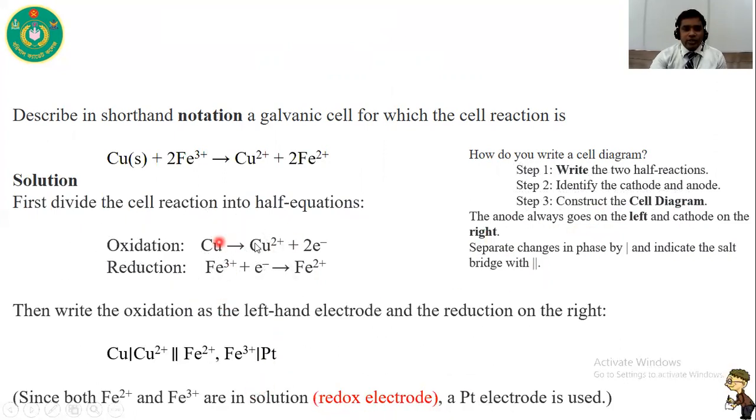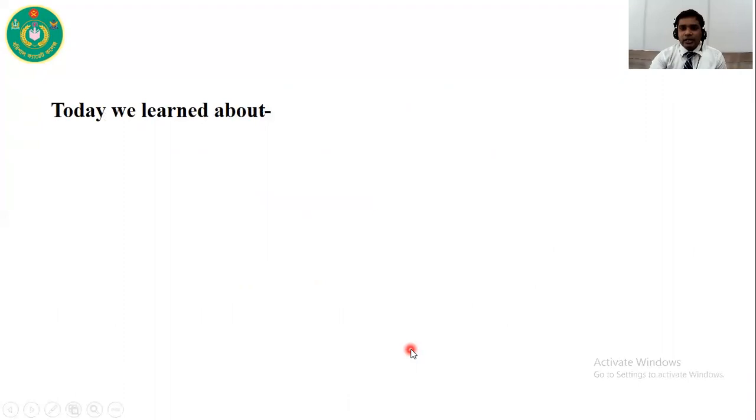As this is oxidation, we write it on the left side. So this is a metal-metal ion electrode, and reduction occurs in Fe3+ to Fe2+, and there are two oxidation states present. This is a redox electrode, and how can we represent the redox electrode? Fe2+, Fe3+ | Pt, this is the notation of the redox electrode. So we can write down the cell representation of this reaction like this. I think it is better understanding to you.